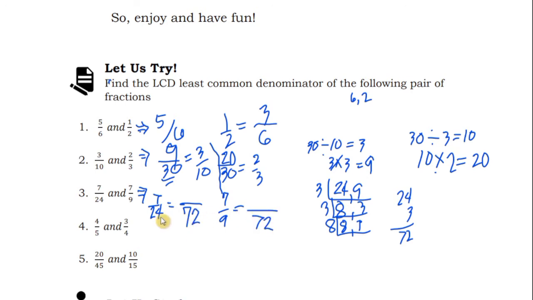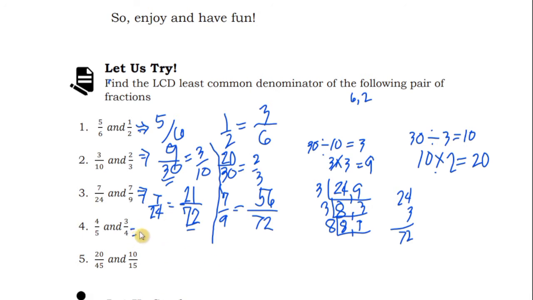72 divided by 24 is 3. 3 times 7 is 21. 72 divided by 9 is 8. 8 times 7 is 56. So 7 over 24 has an equivalent value of 21 over 72 when we use the least common denominator of 72. And the same with 7 over 9: we have 56 over 72, as I explained.